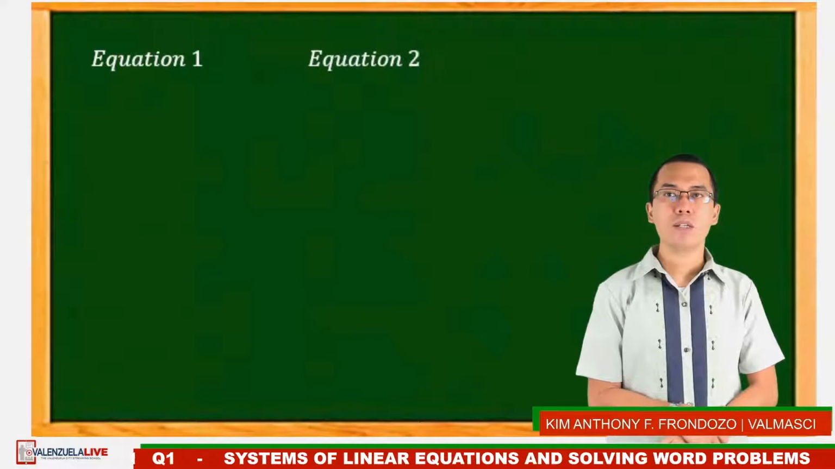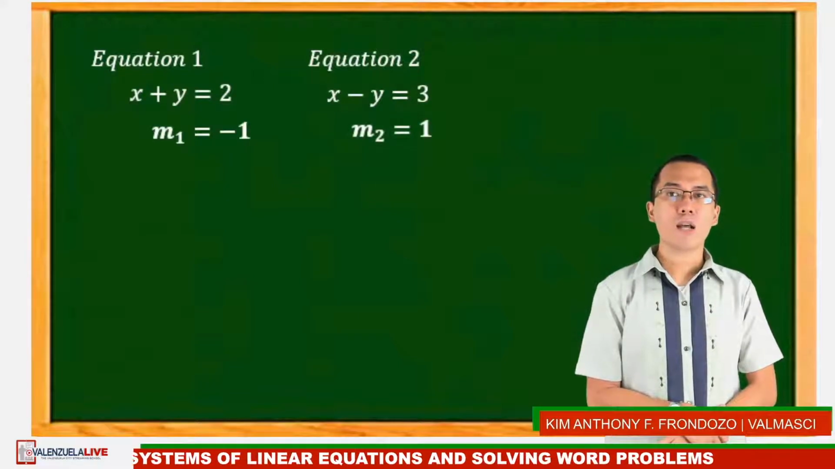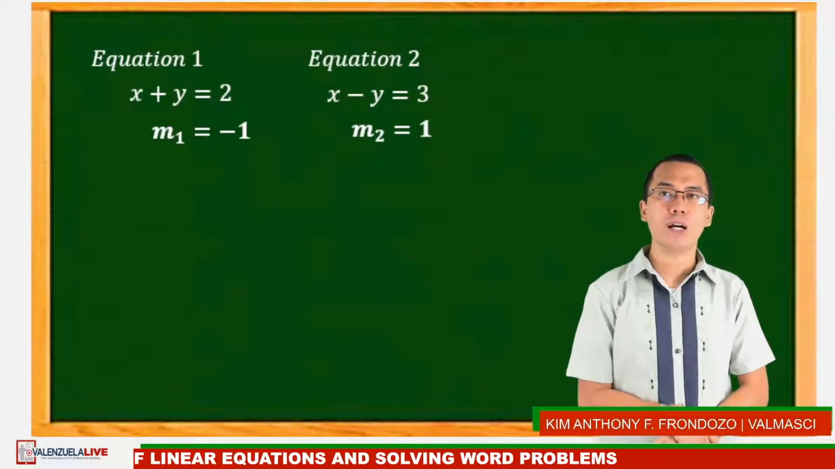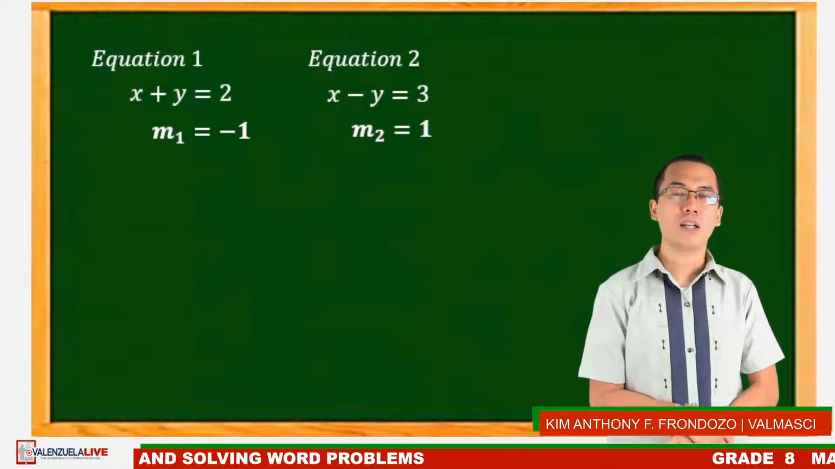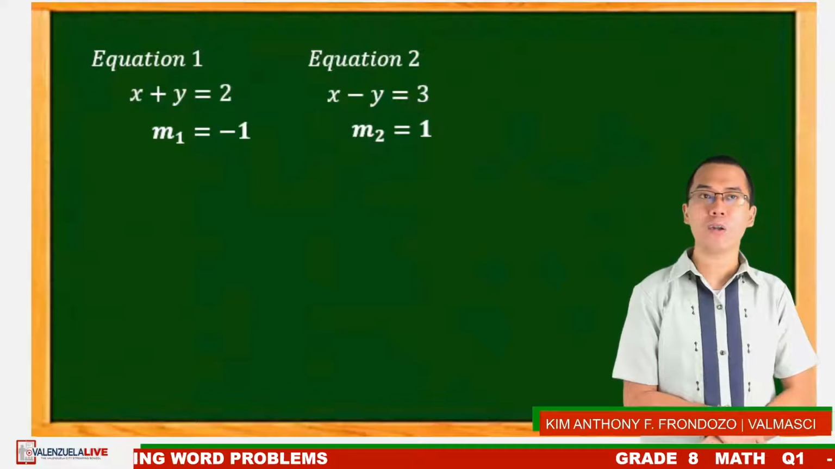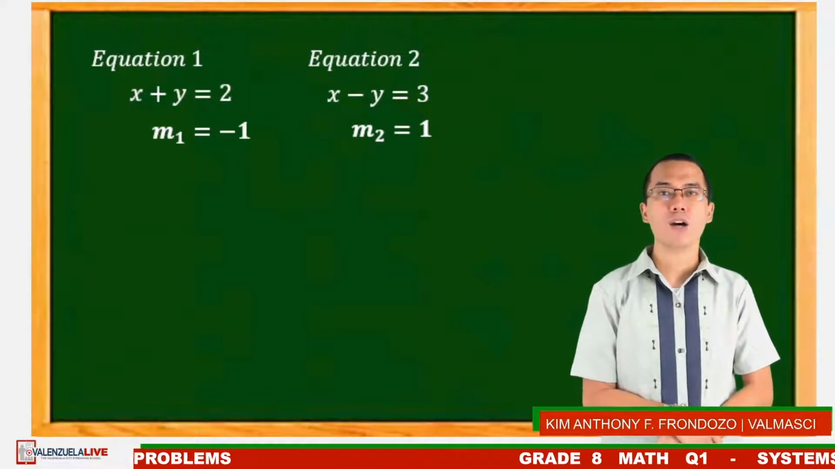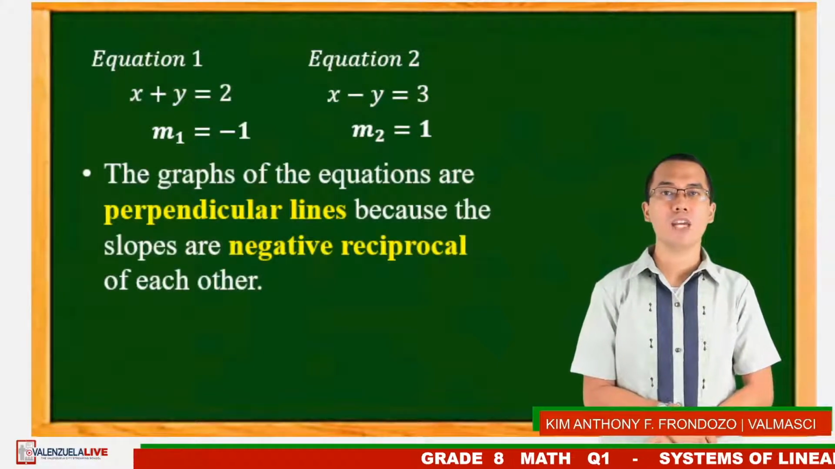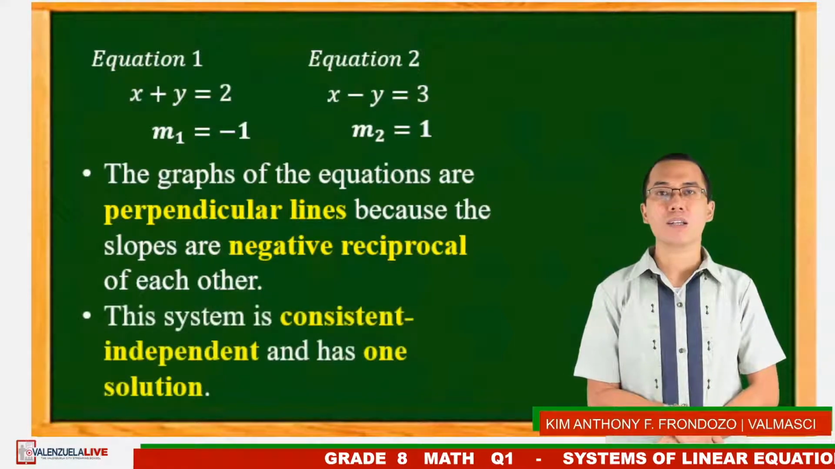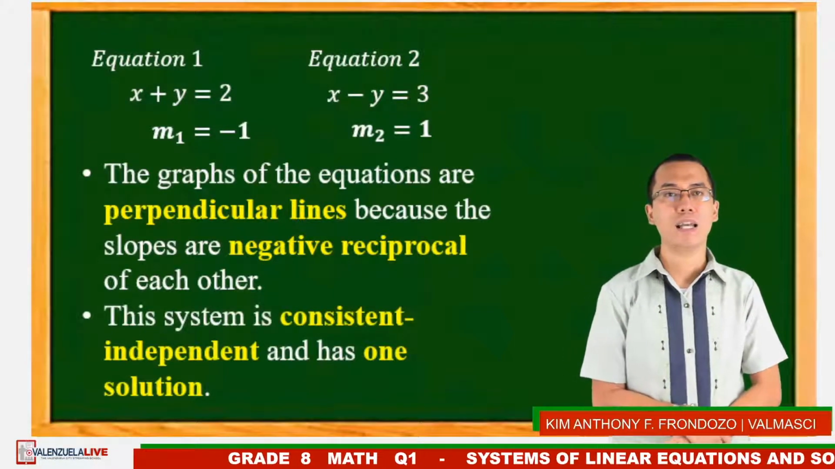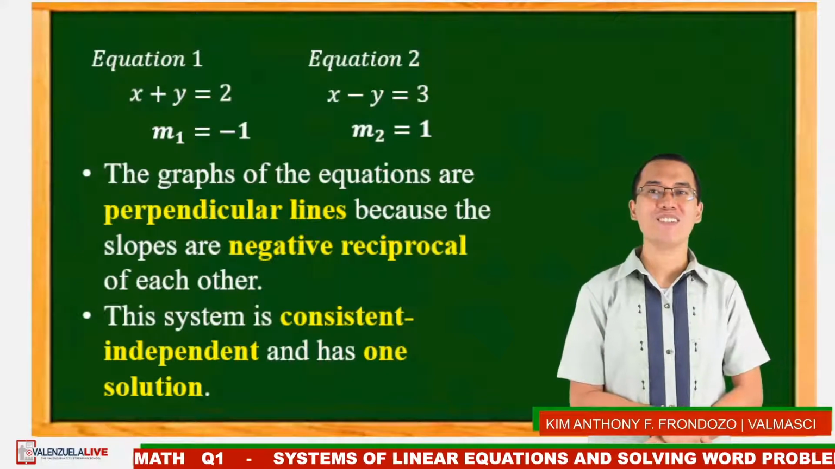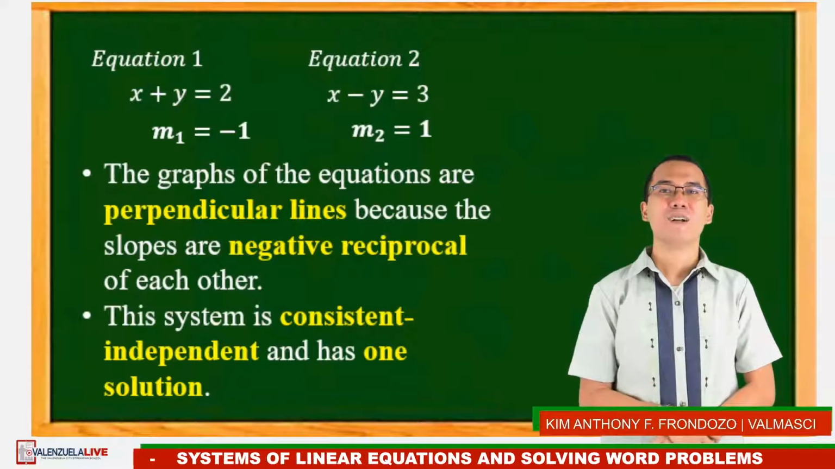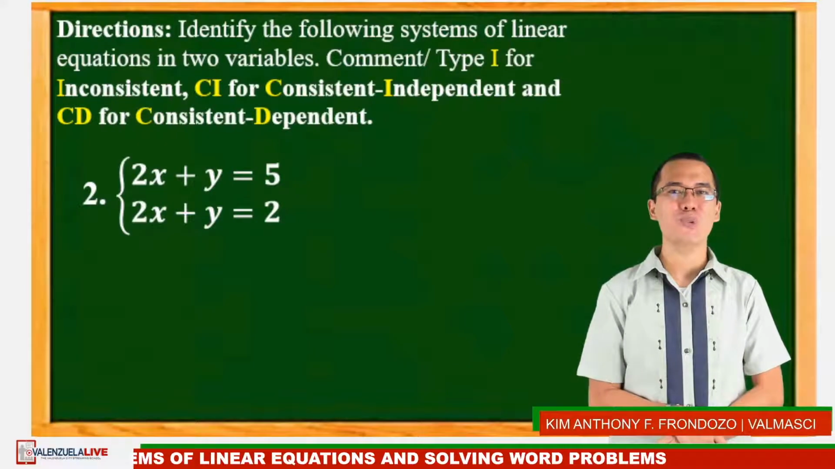Analyzing their slopes, since m sub 1 is equal to negative 1 and m sub 2 is equal to positive 1, the graphs of the equations are perpendicular lines because the slopes are negative reciprocals of each other. So this system is consistent, independent, and has one solution. Did you get the correct answer? Awesome. Here is question number 2.